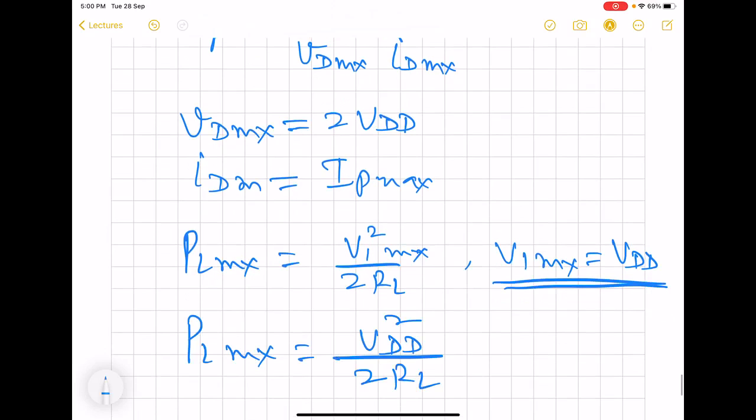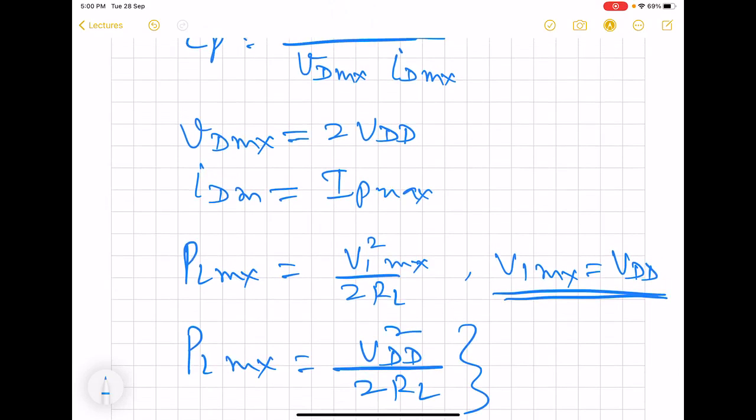In fact, this parameter is constant for all the classes, whether it is class C, class B, or class A. But the only thing is that to achieve this maximum power, you will have to provide a different value of the input. So the input is not going to be the same for all the 4 classes, although the maximum is going to be the same. So keep this distinction in mind. So now we have to find out this one.